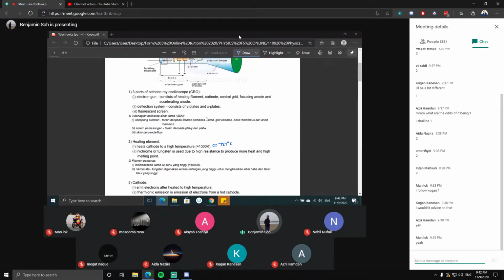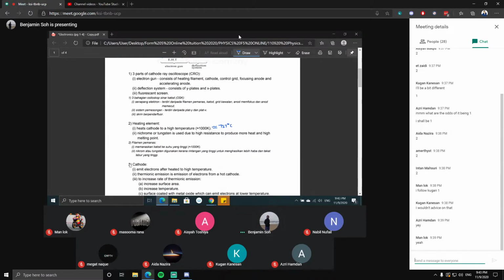Okay. So high temperature there. Why? So that can heat up the cathode. And then since they need to heat up, the heating element usually we use nichrome or tungsten. Why? Because they have high resistance to produce more heat and high melting point as well. They are having high heat because they are high temperature, so they need to be high resistance, right? And they need to be high melting point too. So choose nichrome or tungsten if they ask you what wire, like how you learned in electricity last time, right?